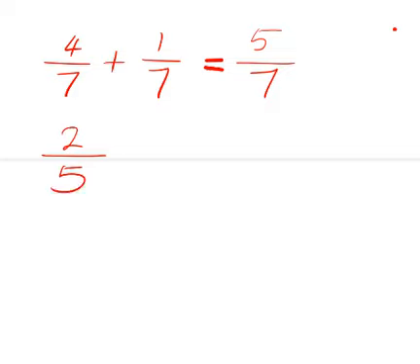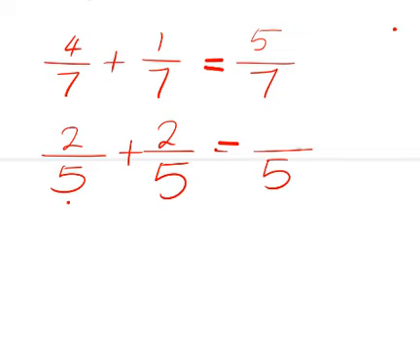2 over 5 plus 2 over 5. So the denominator is 5. Then the answer's denominator will also be 5. Then 2 plus 2, which is equal to 4. Okay, we can take another big fraction.